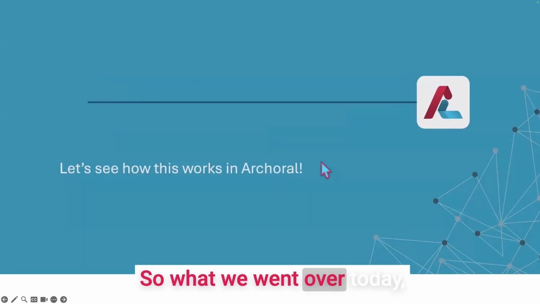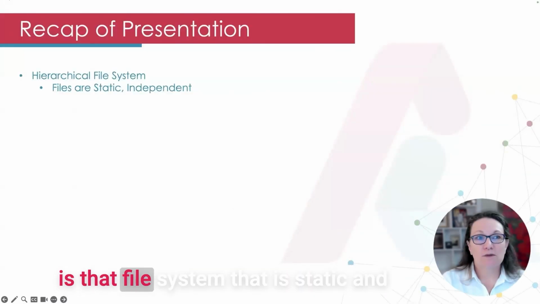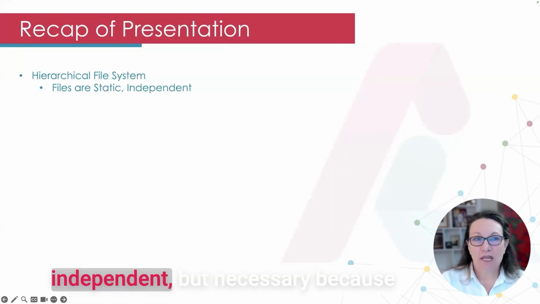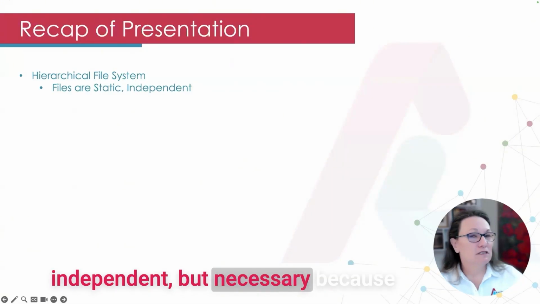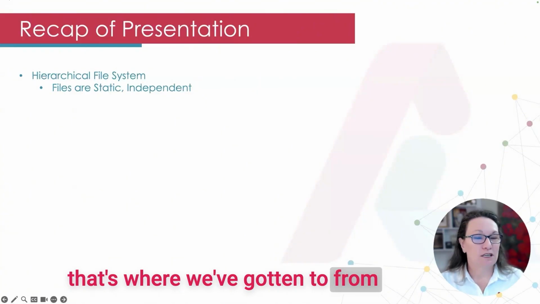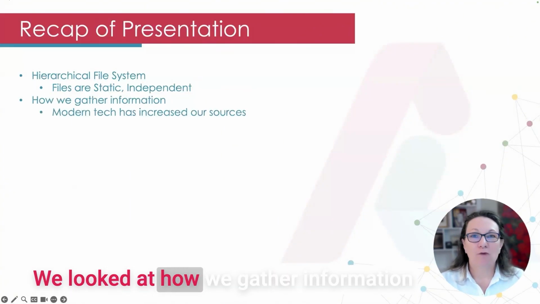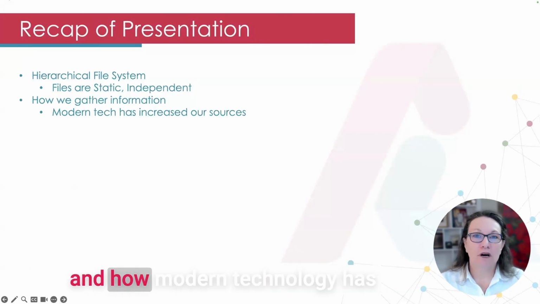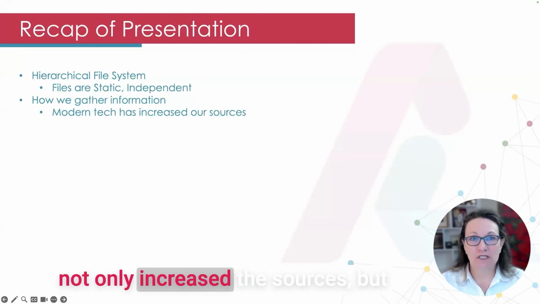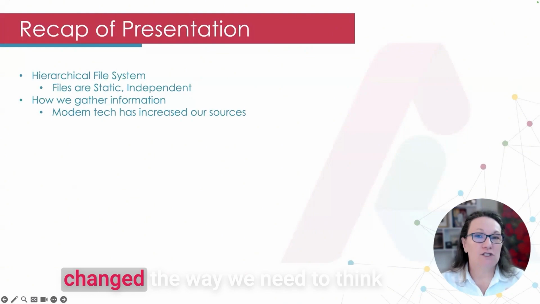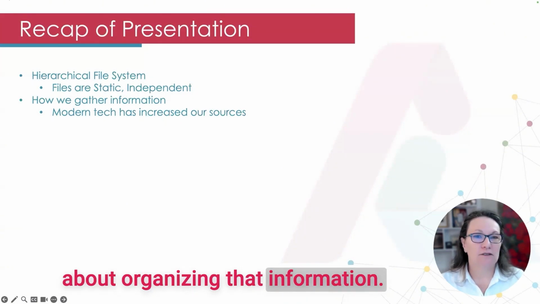So what we went over today is that file system that is static and independent, but necessary, because that's where we've gotten to from the advent of computers to today. We looked at how we gather information and how modern technology has not only increased the sources, but changed the way we need to think about organizing that information.